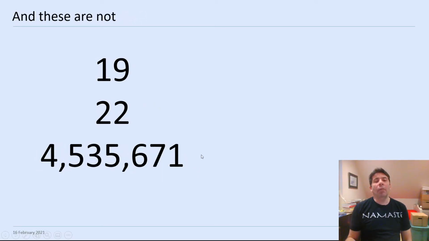These numbers are not multiples of 3, so 3 goes into 18 but not 19. 3 goes into 21 but not 22. If we add the digits here, 4 plus 5 is 9, so 3 goes into that and we can forget that. 3 goes into 3 so we can forget that. Then you've got 11, plus 7 is 18, plus 1 is 19, and 3 does not go into 19, so 3 does not go into this.